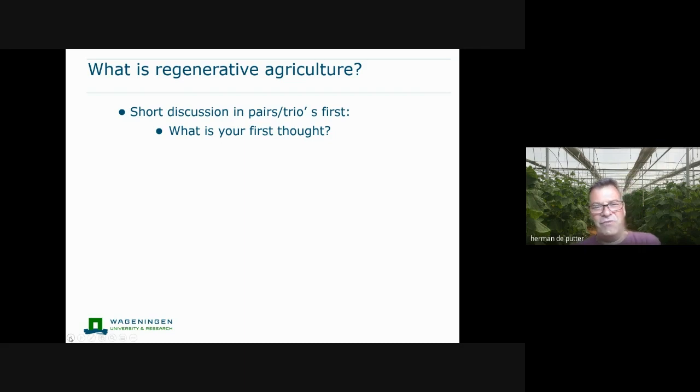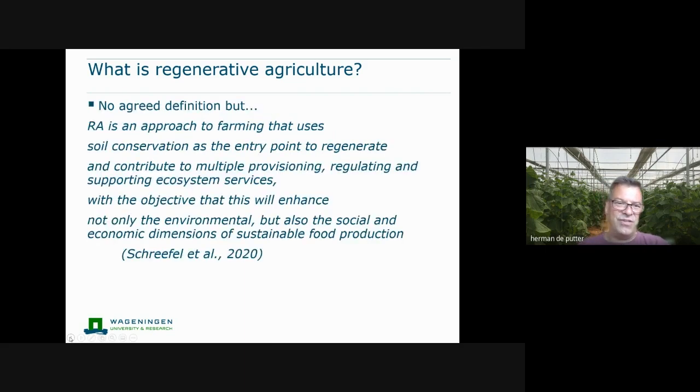The funny thing is, if you look at literature, many articles start writing about regenerative agriculture, but only a few of them try to provide a definition. Most articles just start by saying we need to introduce regenerative agriculture, and then they give some examples or tools of what can be done. But a description of what regenerative agriculture actually is, is lacking in many articles. So there is no agreed definition.